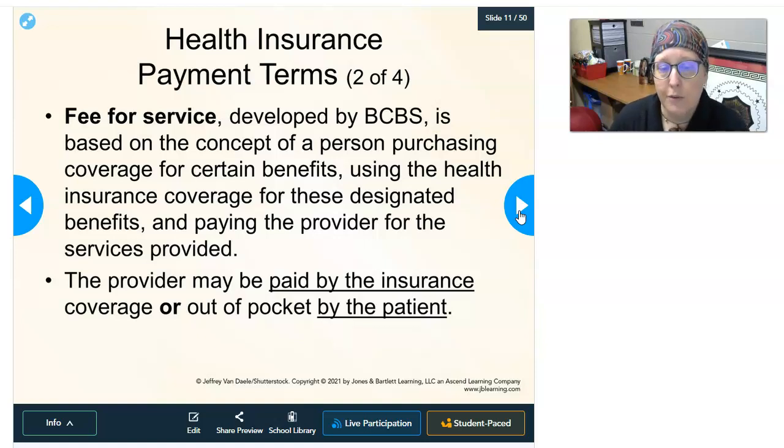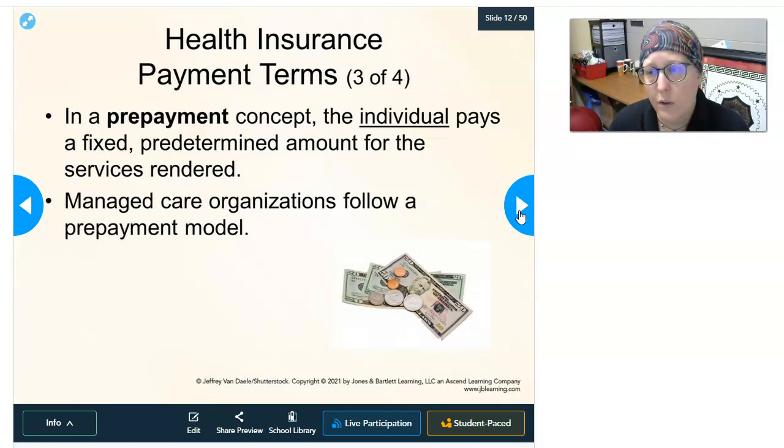But the provider could also be paid out of pocket by the patient. So there's a possibility too that you go to the clinic, you pay the entirety of the bill, and then you file for reimbursement to the insurance, and the insurance pays you back on whatever you qualify for. Most people choose to have the clinic file to the health insurance.